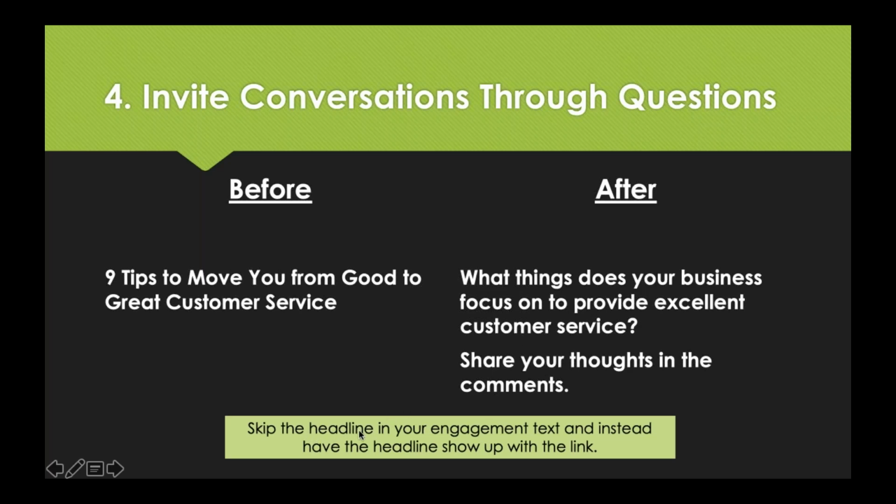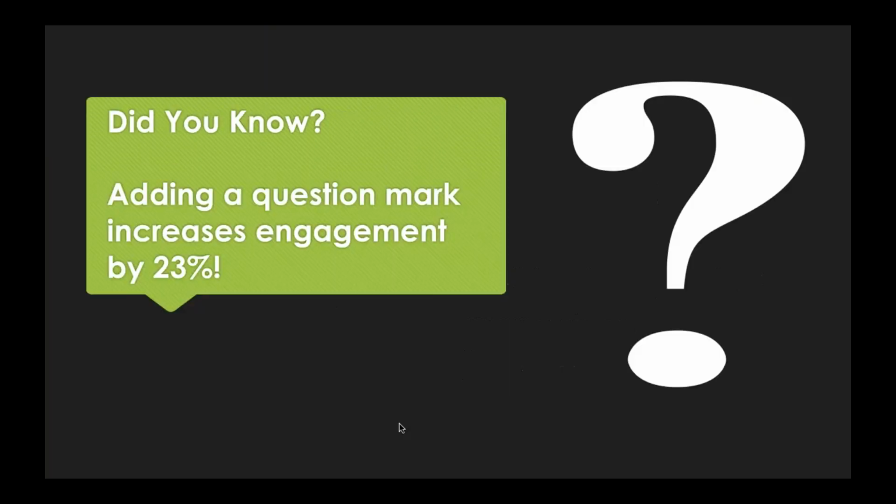Just a tip down here, you can skip the headline in your engagement text, and instead have the headline show up with the link. When the platform pulls that link, it's going to show the headline of the article anyway. So you can skip that in your engagement text and just use that real estate up there to pull the audience in and invite them into a conversation with questions. Did you know that just by adding a question mark, it's been reported that you'll see 23% more engagement?